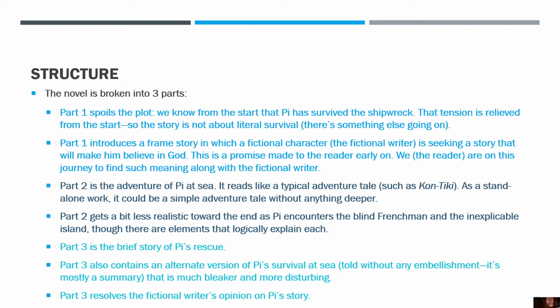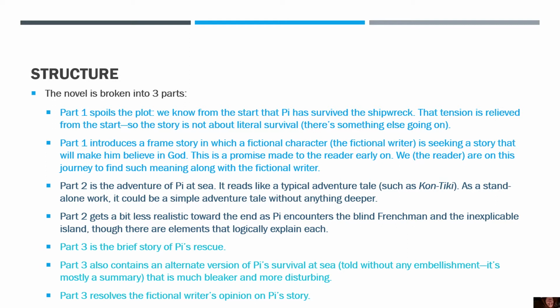The novel obviously is broken into 3 parts. Part 1 spoils the plot from the get-go. We know from the start that Pi has survived the shipwreck, so there's no tension in terms of the general plot. The story is not about literal survival. We don't need to know that because we already know he's survived. So there's something else going on that's causing tension.